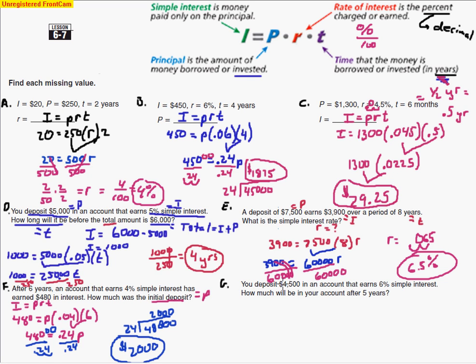Last one here, deposit. You deposit $4,500. Well, that's got to be our principal. So interest equals principal, rate, and time. We know P represents $4,500 in an account that earns 6% simple interest. Well, that's our rate. Well, let's change it to a decimal, 0.06, and it says how much will be in your account. In your account, well, they're talking about a total amount. Remember, the total is the interest plus the principal. So we've got to find the interest first after 5 years.